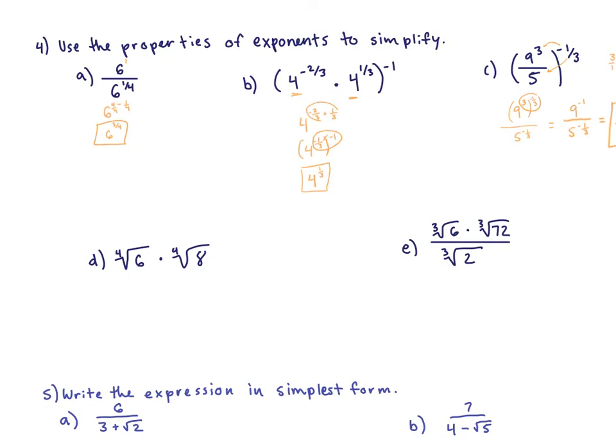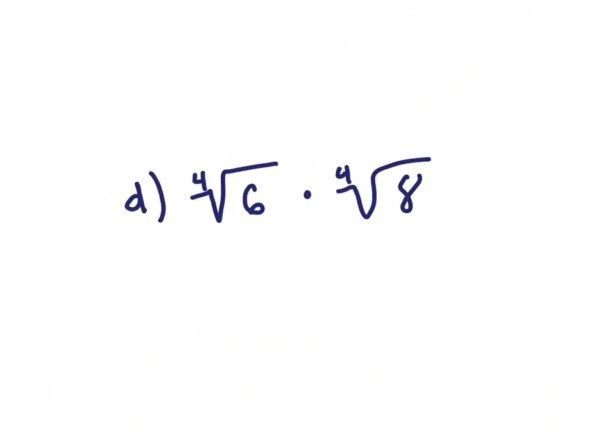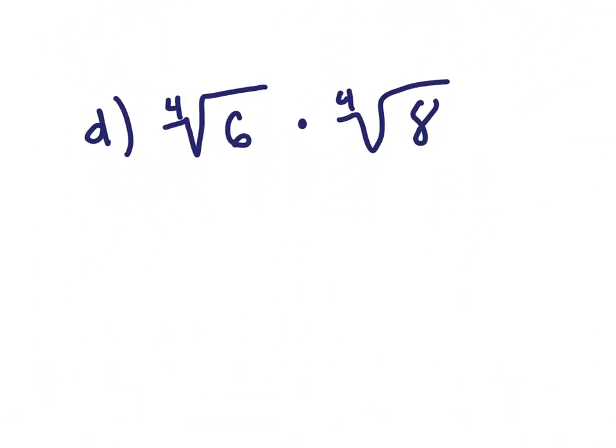How do we simplify this? Square root of 6 times square root of 8. Awesome. We can put them under the same radical. So we just multiply 6 and 8.